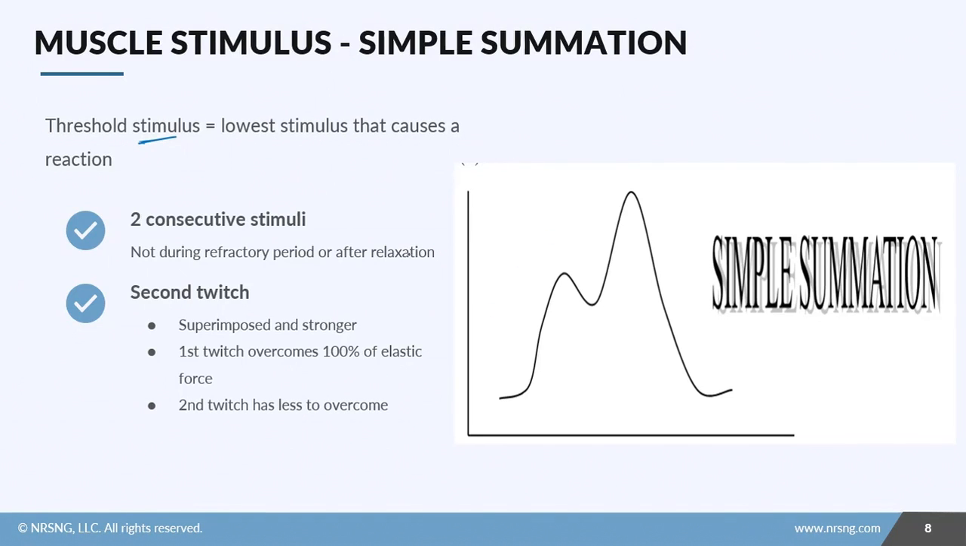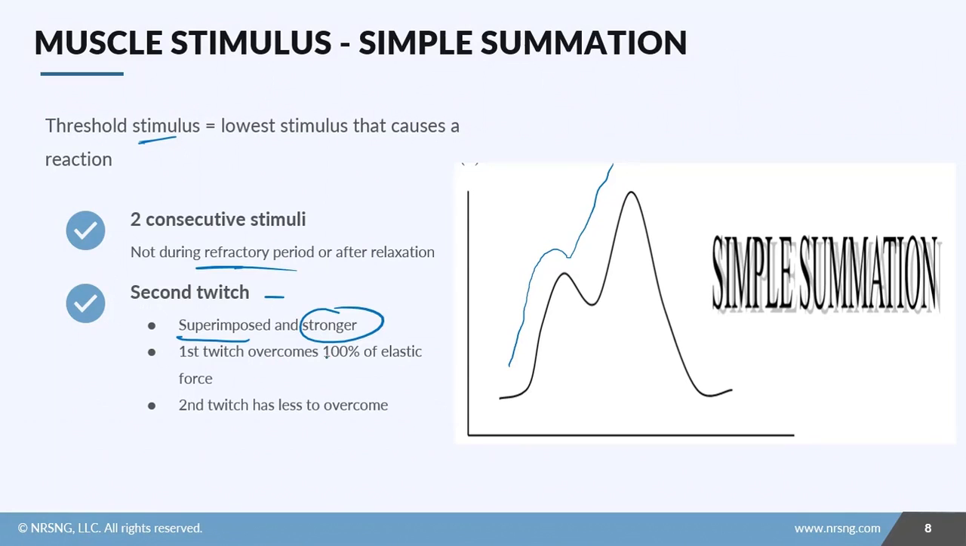But with a simple summation, what happens is you'll get a contraction, and then before you get complete relaxation, you're going to have another full contraction. So you get these 2 consecutive stimuli. The important thing to know here is that that second stimulus can't happen during that refractory period, but you'll get the contraction, then just as you start to rest, you'll get another one. So the idea behind it is called a second twitch, and they're superimposed, and it creates a stronger contraction.